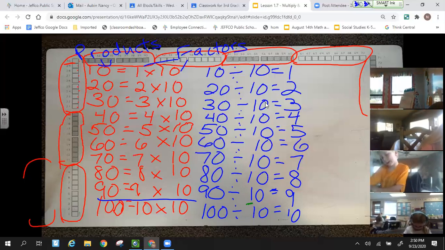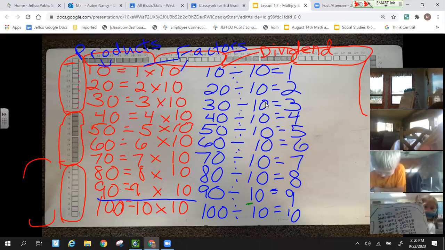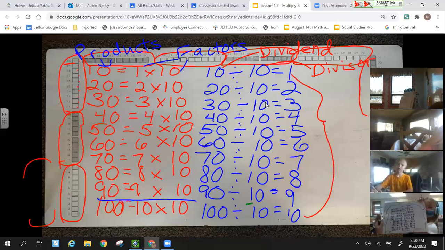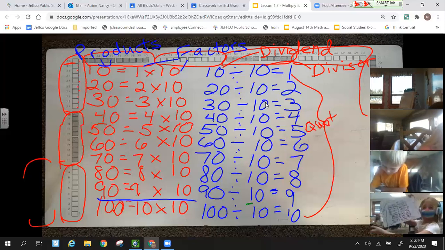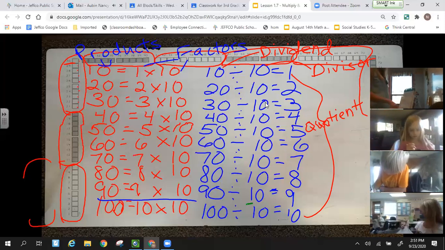Now, as we look for patterns, here's what I want you to think about. This word for this number is your, can you remember? I heard it. I'm so proud of you. Good job, dividend. The number that you divide into that dividend is your divisor. And then the answers to division problems are called your quotient. So when you talk about the patterns you notice, Abby, I want you to use those words.